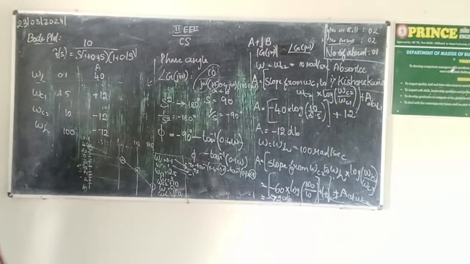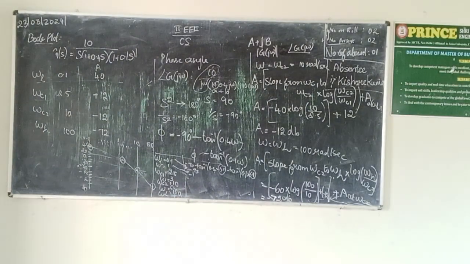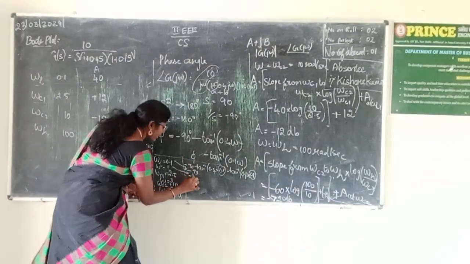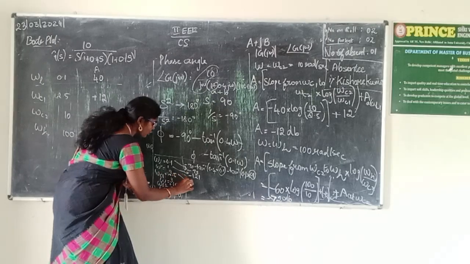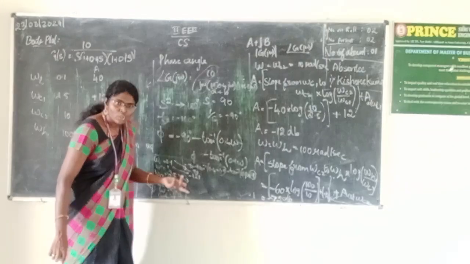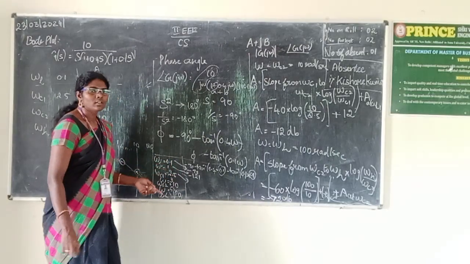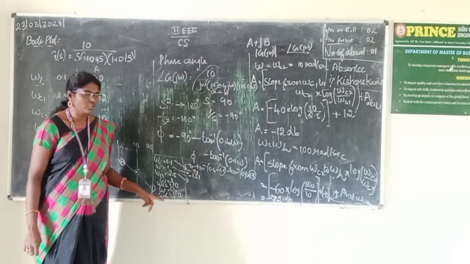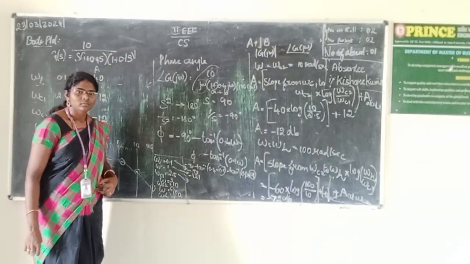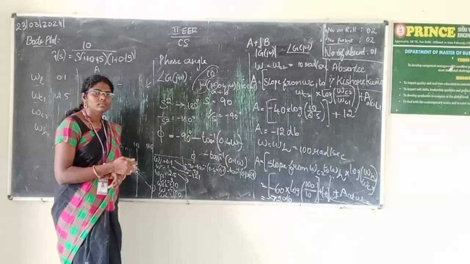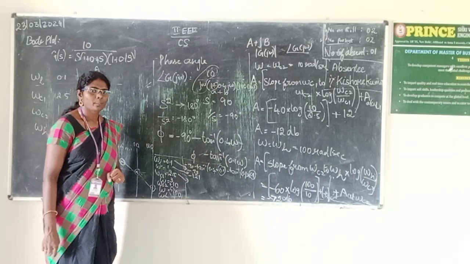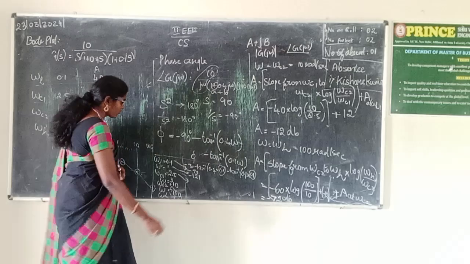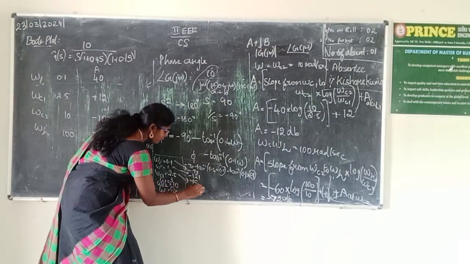Shall I do it in the calculator? When you substitute omega as 1, we will get minus 121. Again, in place of 1, we substitute 2.5. What is the value? It should be greater than minus 121. Minus 155.5. Minus 155. Okay.